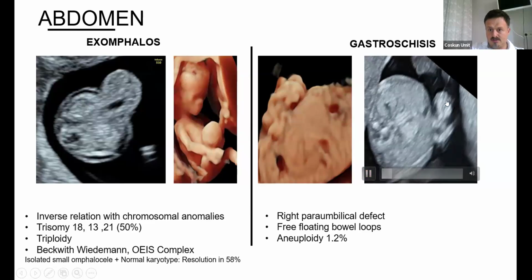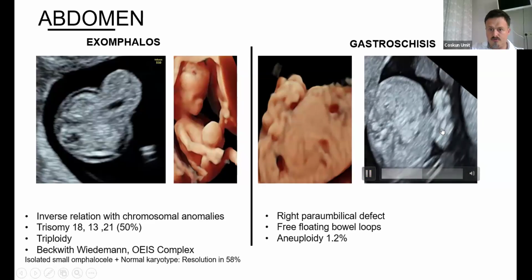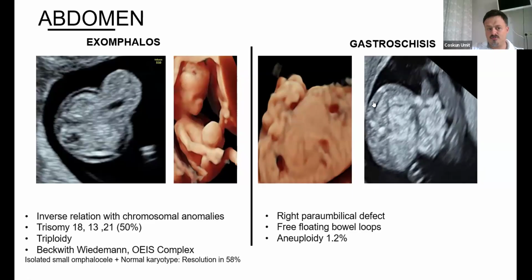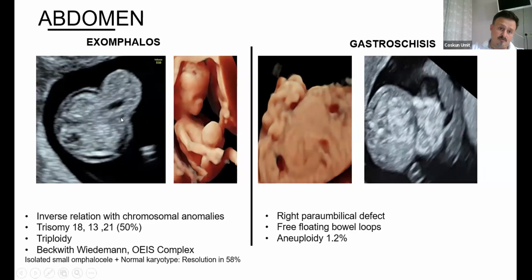The bowels are floating in the amnion freely, and the aneuploidy risk is very low in gastroschisis. On the other hand, in exomphalos, the aneuploidy risk is very high, especially the small defects are very dangerous for the aneuploidies.